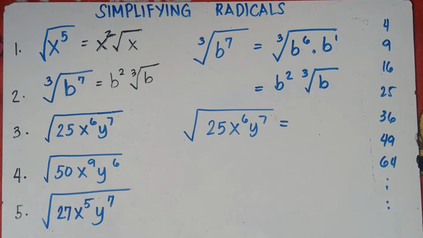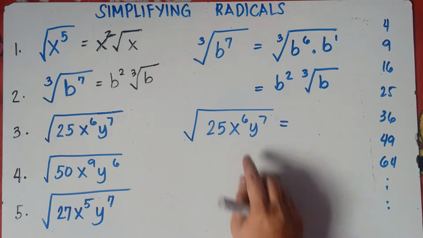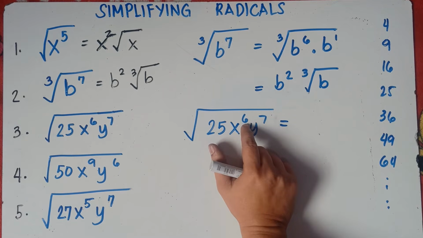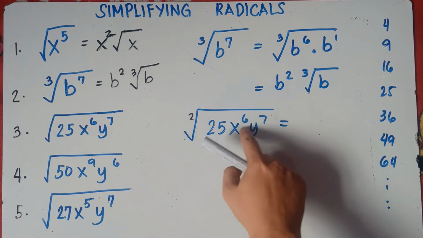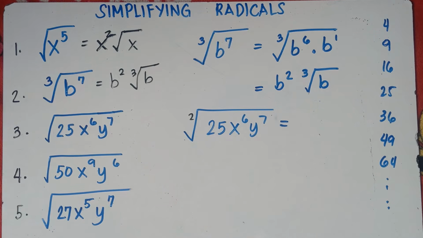Square root of 25, that is 5. That's correct. 25 is a perfect square. How about this one, class? x raised to the power of 6. Can we divide 6 by 2? Understood that the index here is 2. Can we divide 6 by 2? Yep, we can divide 6 by 2.